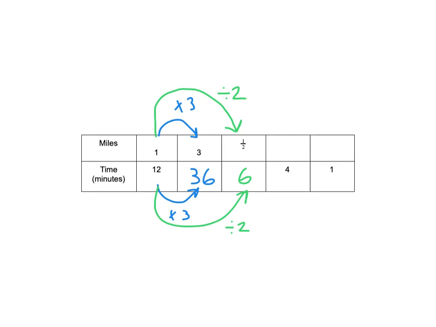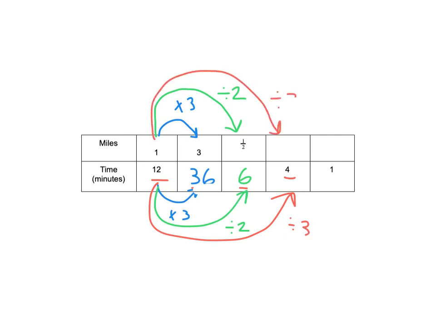Now I have to connect with this 4, so I need to look at my other numbers in the table and see which one I think has the easiest connection with 4. And I think the easiest connection with 4 would be the 12. So I'm going to use 12 and scale it down to 4 by dividing by 3, which means I have to divide this by 3.